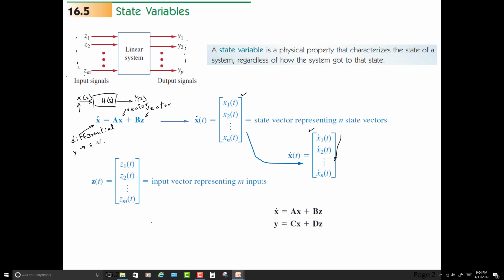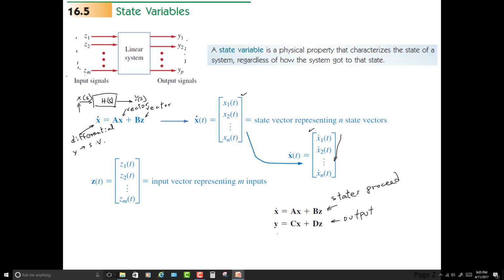So the complete description is just this. Here's the description of how the states proceed, and this is the output equation. All of this is matrix representation because we have multiple inputs, multiple outputs, and multiple state variables.